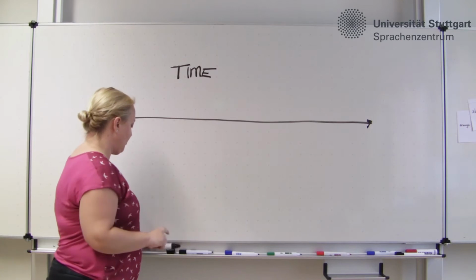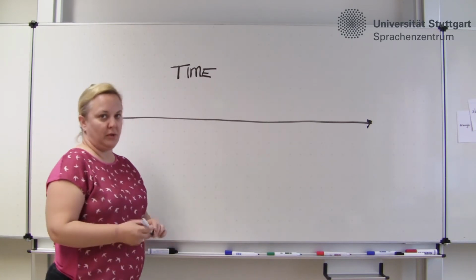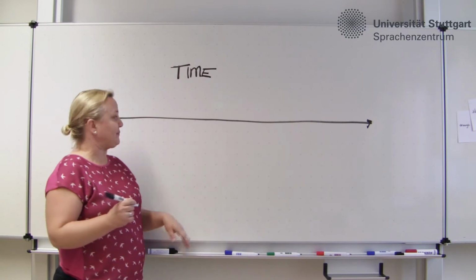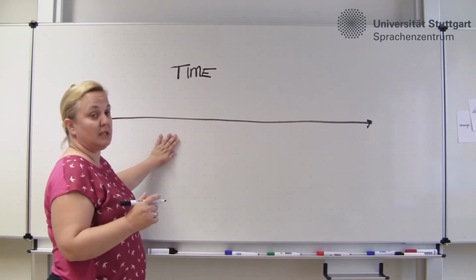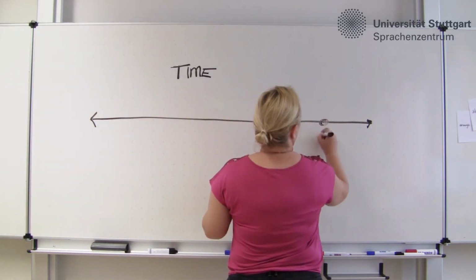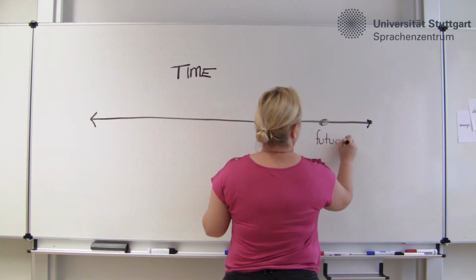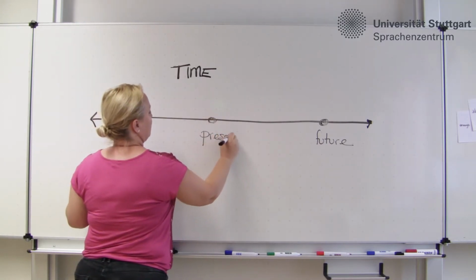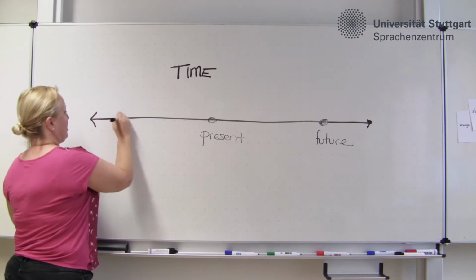Today I thought we'd go through an extremely quick review of all of the different tenses we can think of in English. Let's assume for a moment that time is linear and not circular. We can mark the future here, the present here, and the past here.